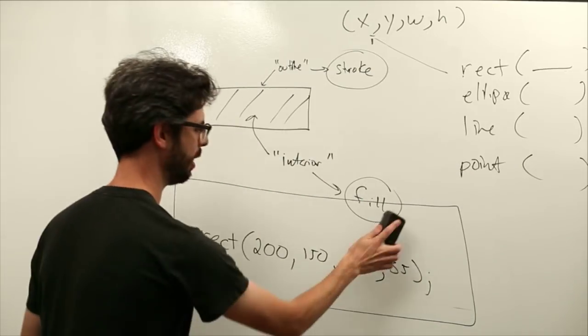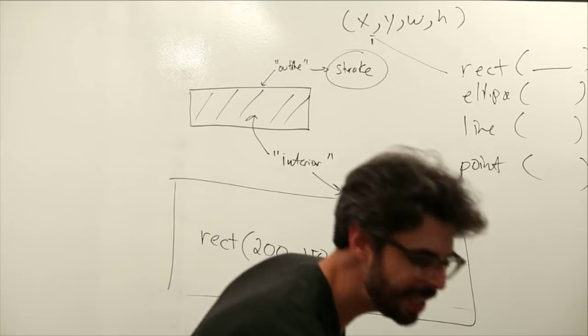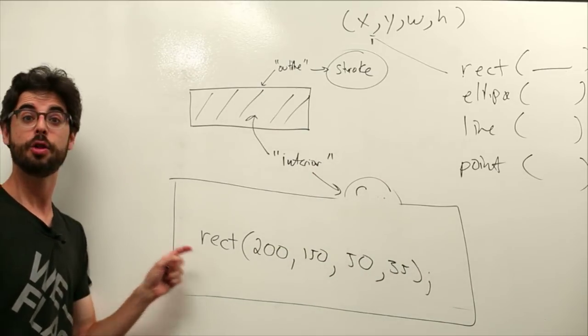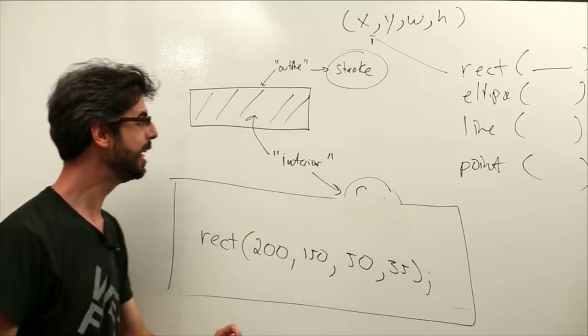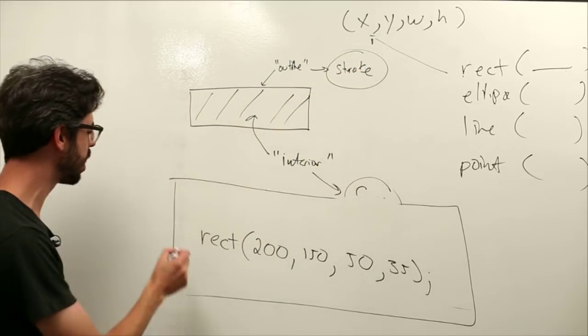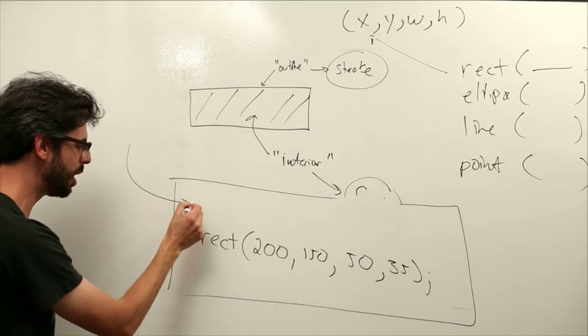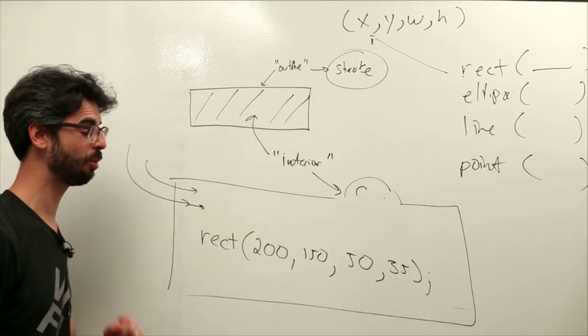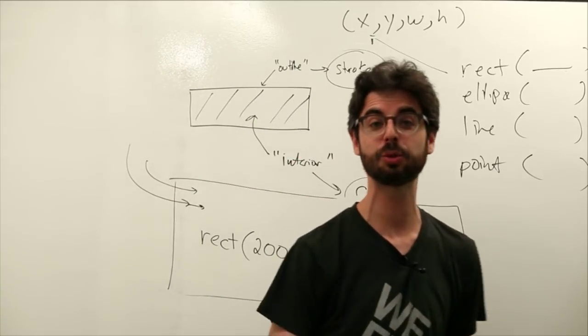Let me erase this. How do we set that rectangle's color? The way we set a shape's color is by setting the fill or stroke with lines of code in advance of saying rectangle. So order of operations really matters.